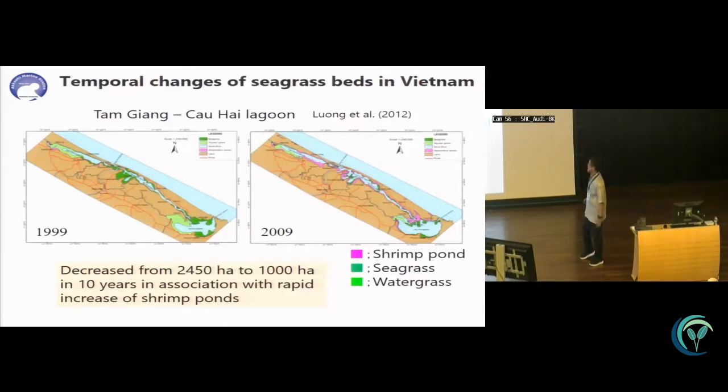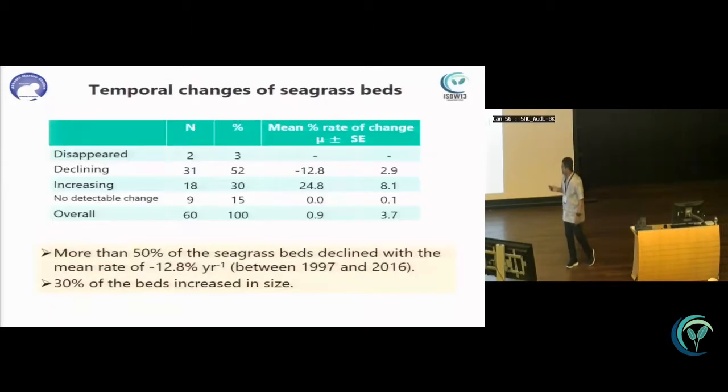For example, there's individual data. One example is a large lagoon in the middle part of Vietnam, Hue. In 1999, there was a big green area of seagrass bed. Now, in 10 years, more than 50% actually disappeared because of the development of shrimp ponds. So we got these data, and here is a summary.